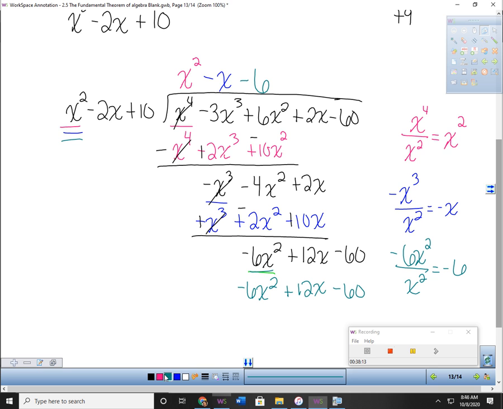And if I change all the signs, then that means we get a remainder of 0. Which should happen, right? If we multiplied our 2 zeros correctly in the beginning and did all our math right, we should get a 0. So this is the remaining factor.